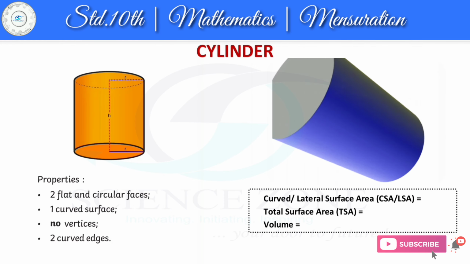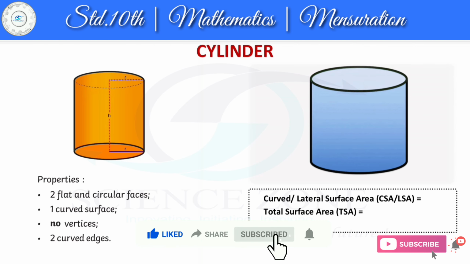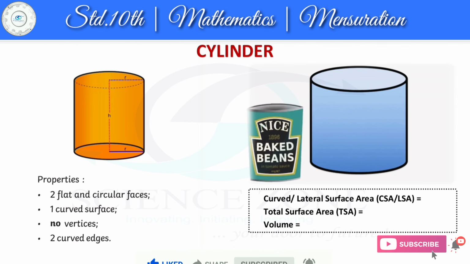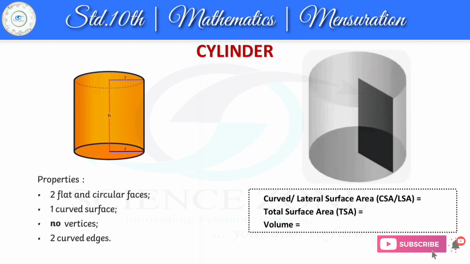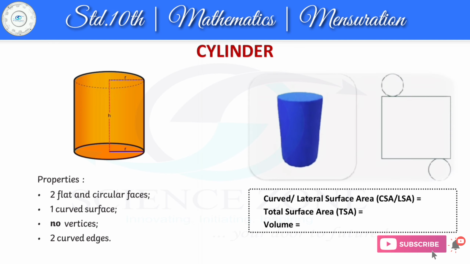Cylinder. Cylinder is a 3D shape with one curved surface and 2 congruent circular faces. A tin can, batteries, straw, these are few examples of cylindrical shapes. In our syllabus, we learn right circular cylinders. What is a right circular cylinder? If you draw a line segment which joins the center of the top and bottom circles of a cylinder, and that line segment is perpendicular to the radii of both the bases, such cylinder is called right circular cylinder.